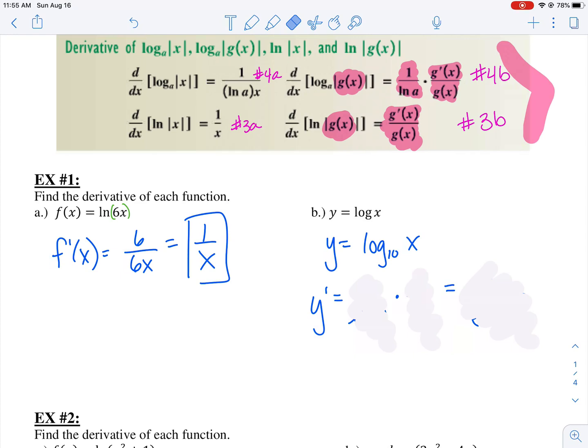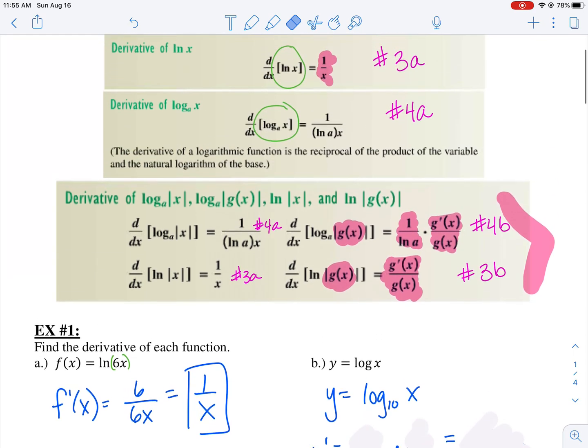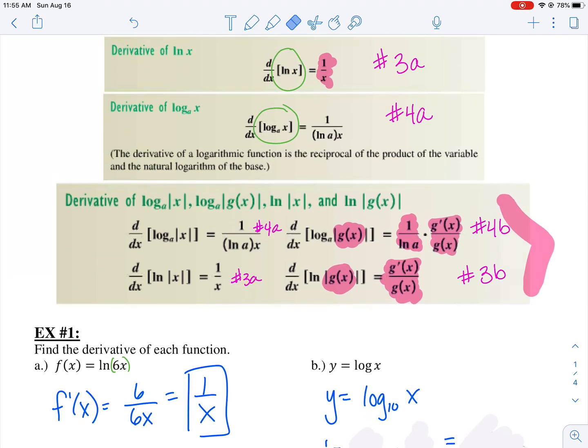So what rule does this look like? Well, this kind of looks like rule 4a. Or we could use rule 4b and it would work all the time. If I have log base a of something, even if it's more than just an x, I can use 4b.